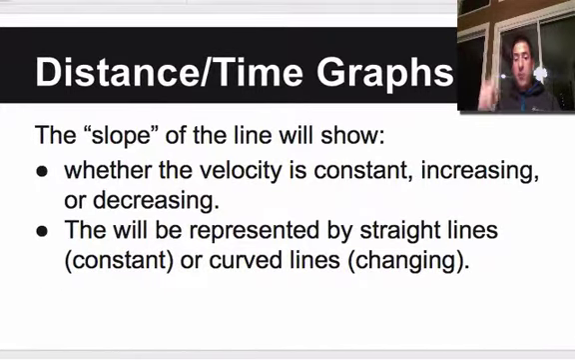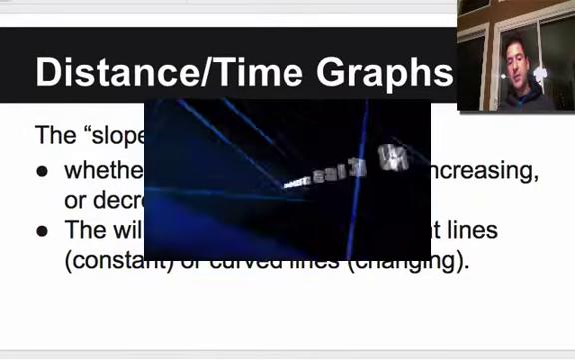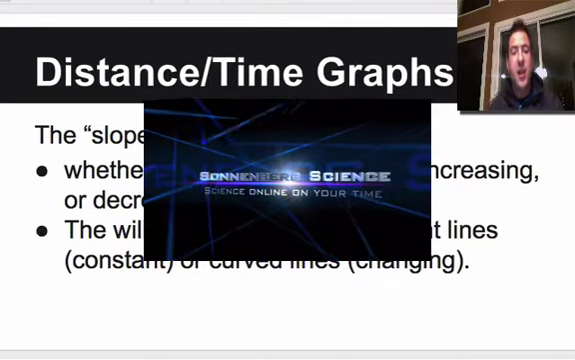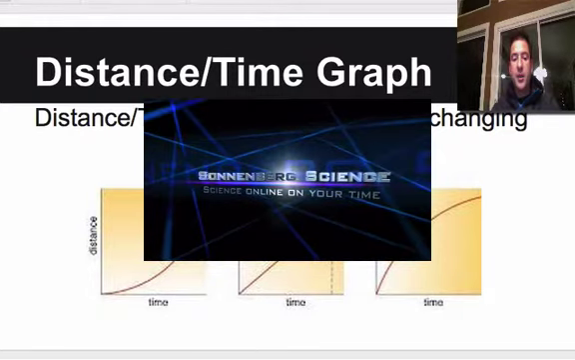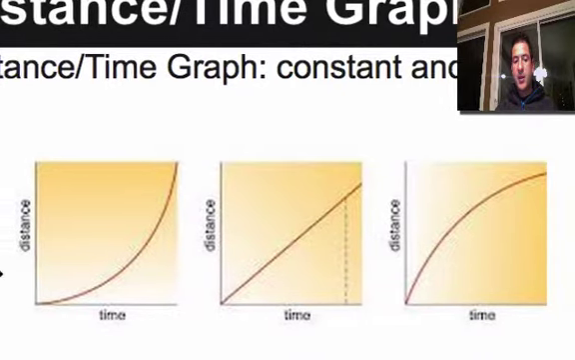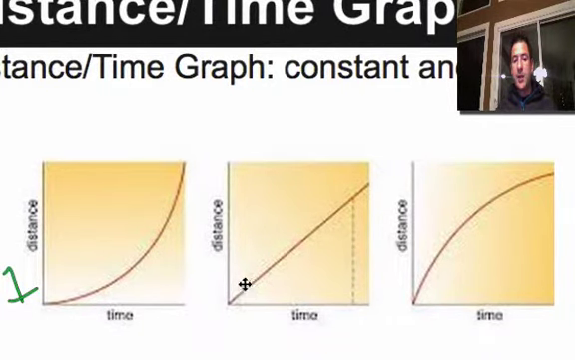The slope is going to show us whether the velocity was constant, which would be represented as a nice straight line, or if it was increasing, or if it was decreasing. They'll be represented by straight lines for constant, or curved lines for changing. I'll just show you in this graph right here. Let me number them and I'll talk about them. Number 1 right here is increasing. Number 2 is constant, and then number 3 is going to start decreasing, and we can tell by the changed lines.